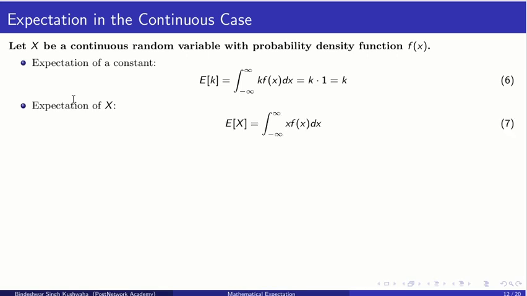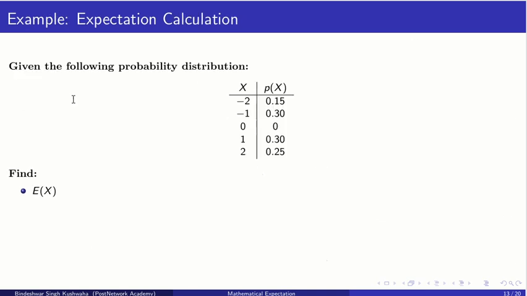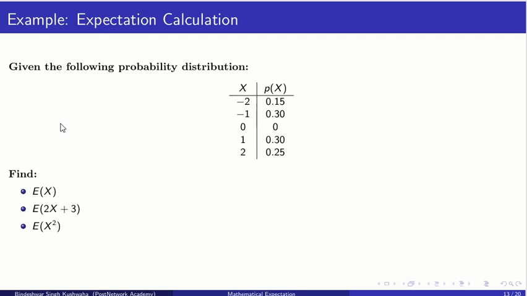Again for the continuous case, the same pattern is there, nothing extra. Now let us see an example where a discrete probability distribution is given. These are the values of x, and these are the corresponding probabilities. So find the expected value of x, expected value of 2x plus 3, expected value of x square, and expected value of 4x minus 5.